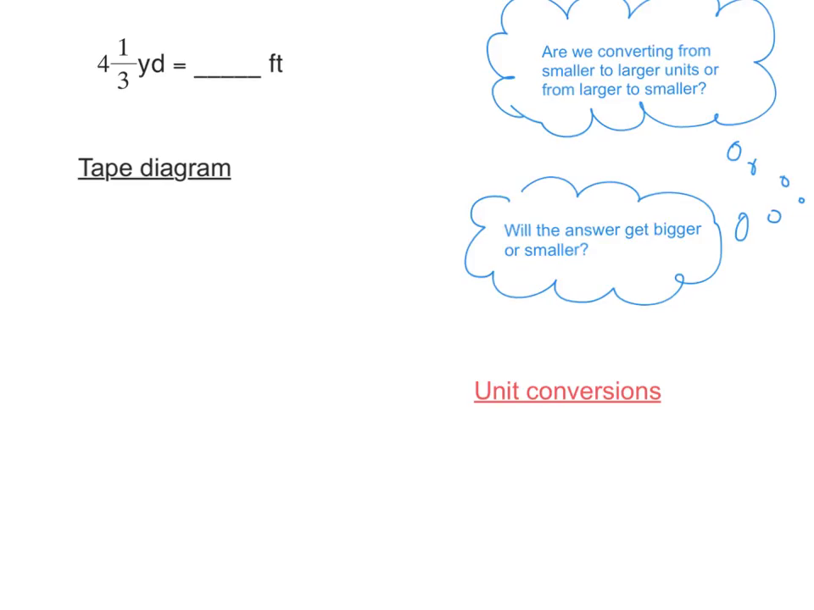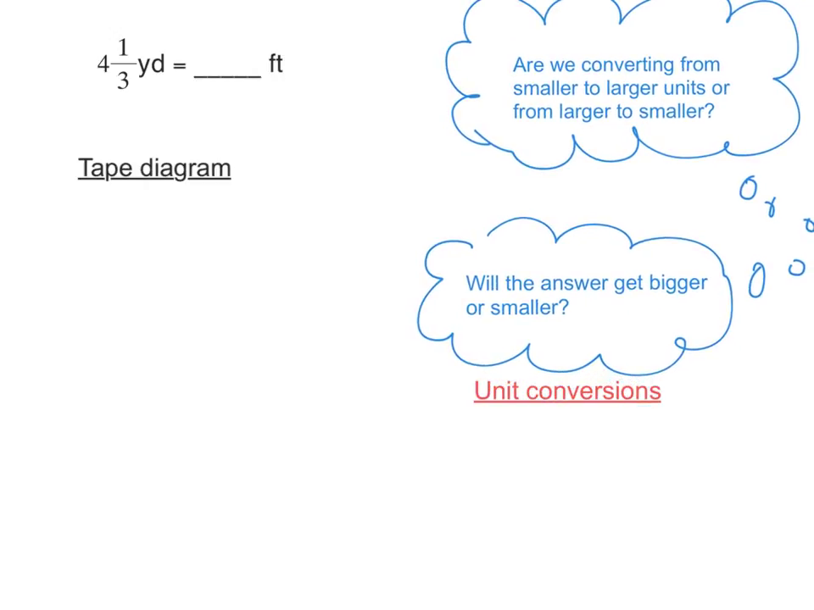If we're trying to figure out how many feet are in 4 1/3 yards, before we even solve anything, we need to ask ourselves some questions. Are we converting from a smaller unit to a larger unit or from a larger unit to a smaller unit? Think about yards to feet. Is it going larger to smaller or smaller to larger? Yeah, we're doing larger to smaller, okay?